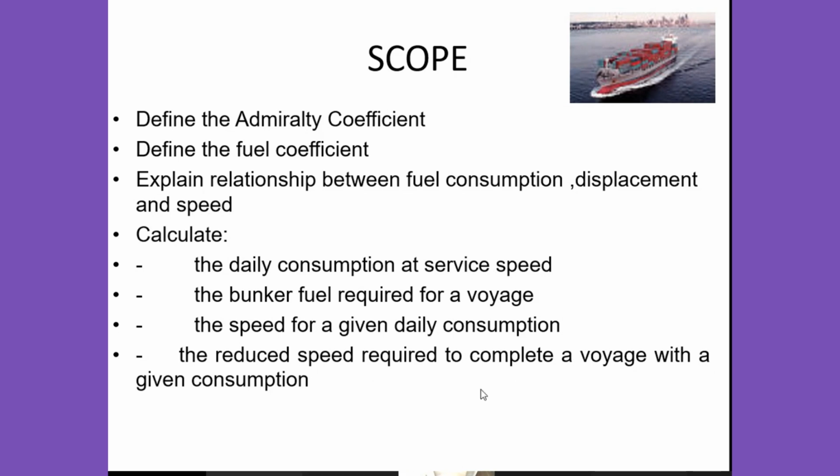The reduced speed required to complete a voyage with a given consumption. Now this is a factor where sometimes the numerical is based on what is the ROB at a particular moment on board. If during the voyage you take soundings and you find you have so much bunker, you should be able to see that, okay, the maximum speed I can go with is so and so, so that I reach port without going into negative. You can't go into negative because then you will not reach the port.